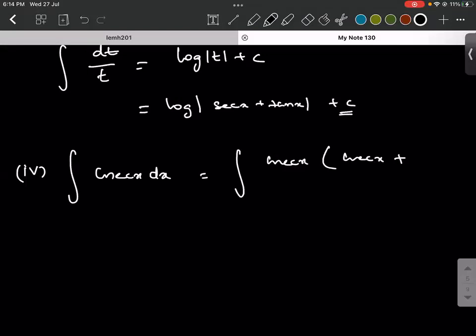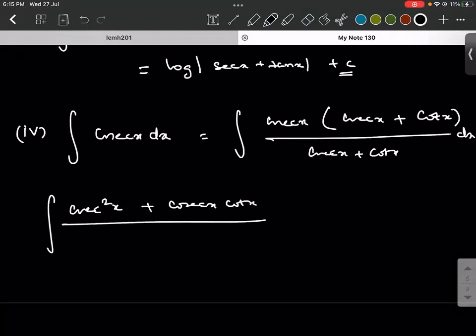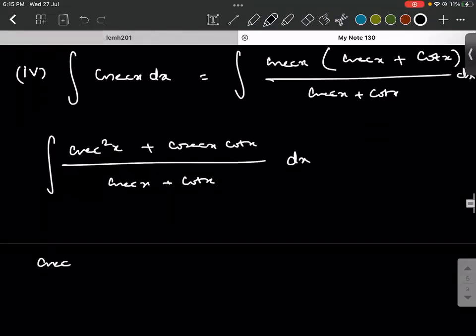That is the derivative of cosecant x. So multiply and divide it with cosecant x plus cot x. If I do something like this, now what will happen? Now I have the privilege of substituting the denominator as t. If I do that, I'll write it like this: cosecant square x plus cosecant x cot x divided by cosecant x plus cot x dx. Can I do this? If I do this, then I'll take cosecant x plus cot x as t.